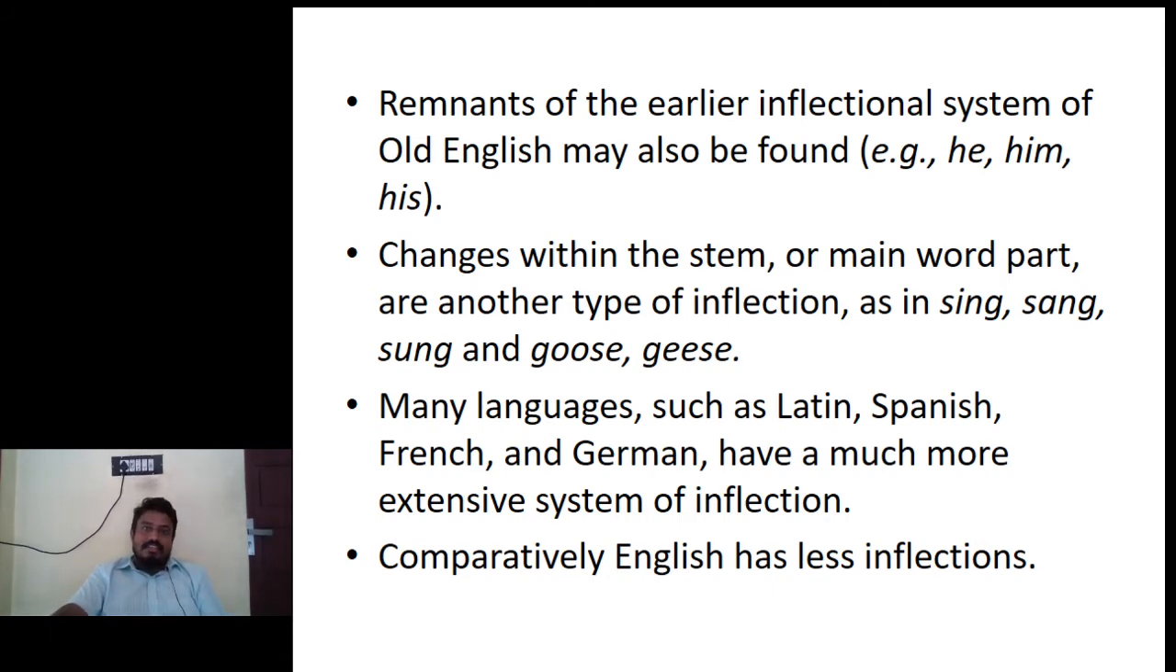And changes within the stem, that is the root word or the main word part, are another type of inflection, as in sing, sang, sung, then goose, geese. ഇതും ഒരുതരം ഇൻഫ്ലെക്ഷന്റെ സിസ്റ്റം ആണ് എന്നുള്ളത് ഇൻഫ്ലെക്ഷനിലൂടെ പ്രവർത്തിക്കുന്ന മറ്റൊരു സംവിധാനമാണെന്ന് മനസ്സിലാക്കുക.